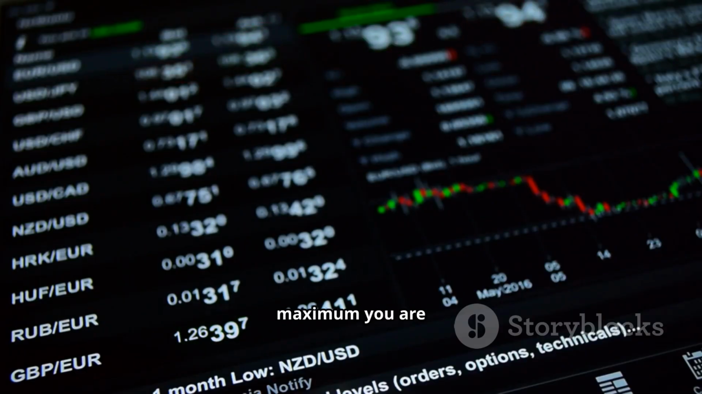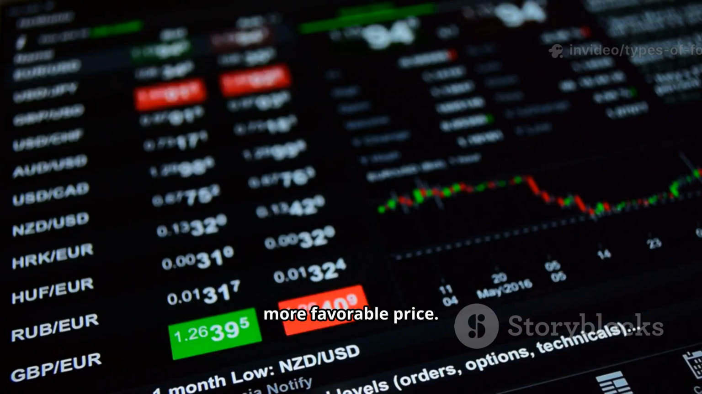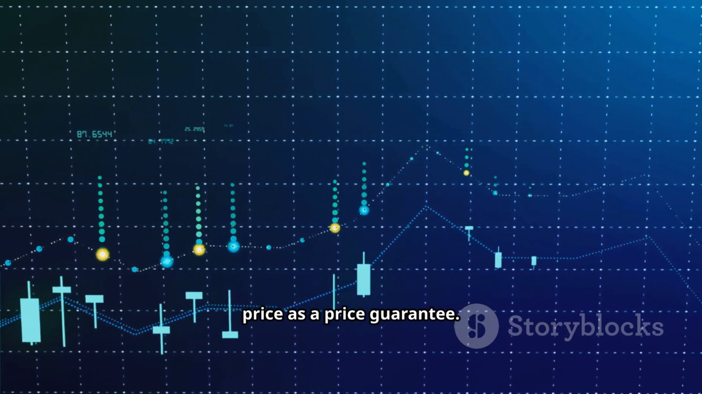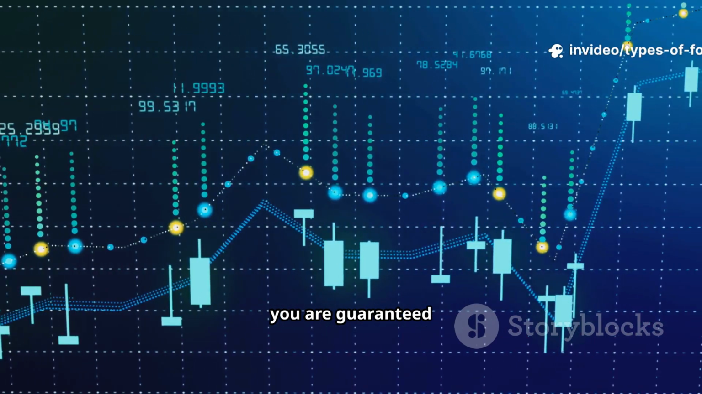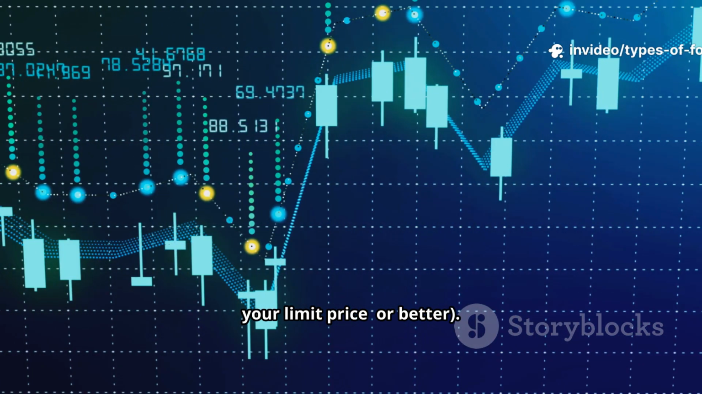1.1009 is the maximum you are willing to pay, but if the price drops further to 1.1008, your order can be executed at that more favorable price. Think of a limit price as a price guarantee. By setting a limit order, you are guaranteed that your order only gets executed at your limit price, or better.